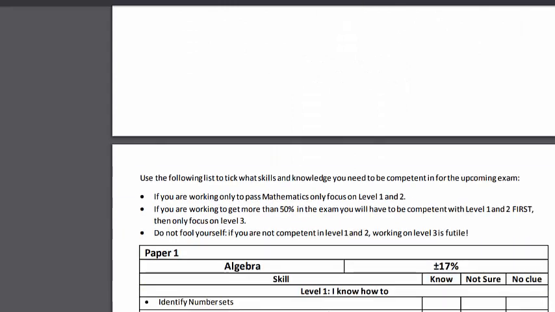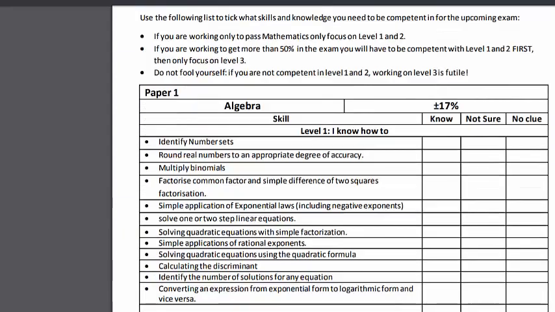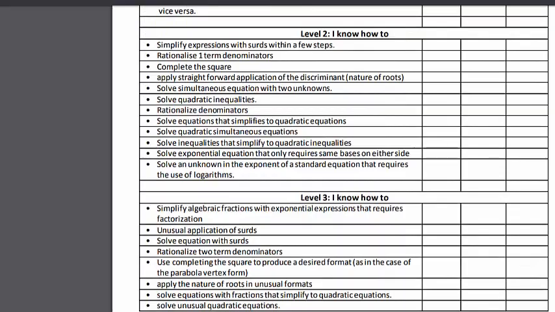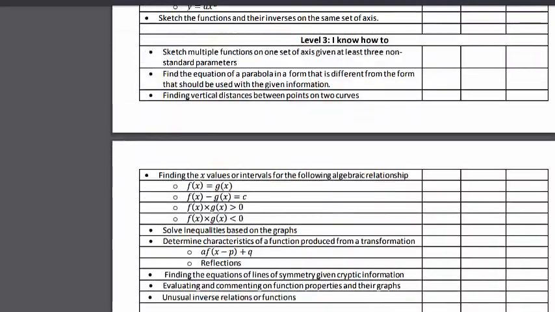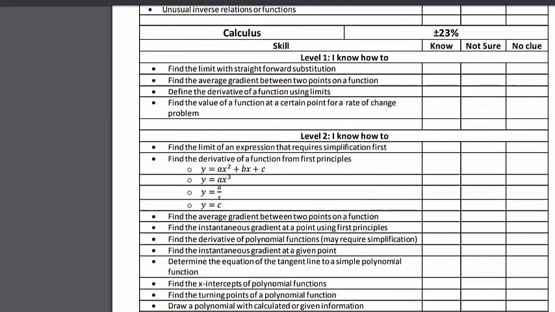This document gives you the math skills you should be able to do in your exams. Specifically in control test 2 we did calculus, so here are a few skills I should be able to do in calculus. Level 1: I should be able to find the limit with straightforward substitution. In other words, I have to find the limit and I can substitute. Find the average gradient between 2 points on a function, find the derivative of a function using limits. This is a level 1 skill.